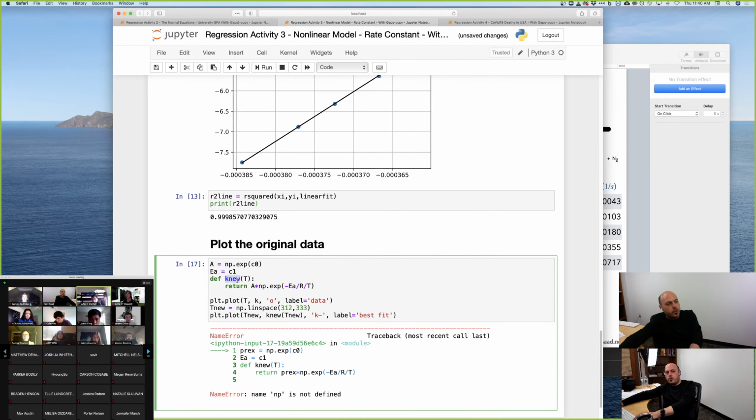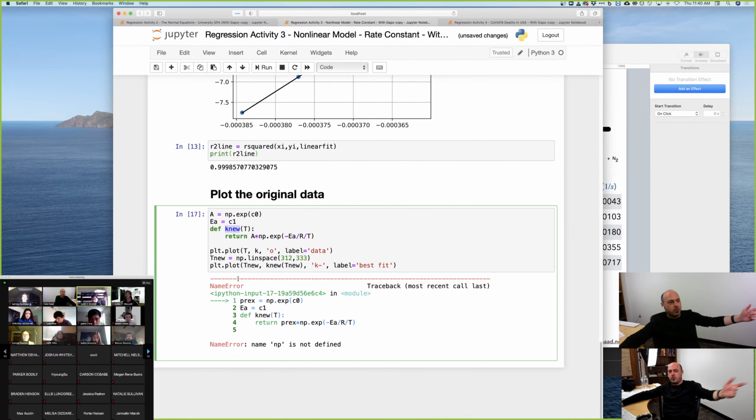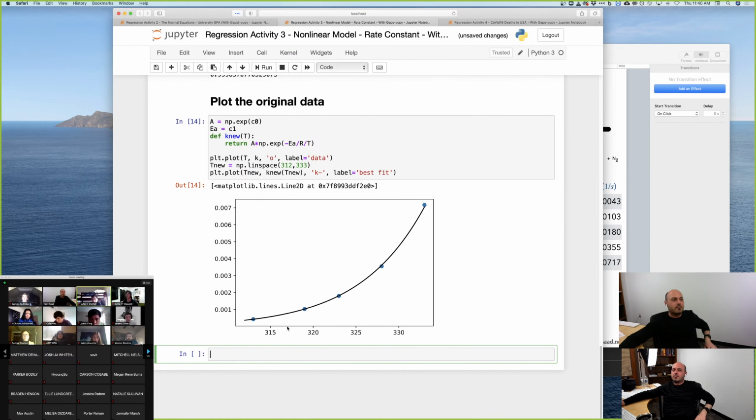And this is our new function that was obtained after we did the transformation. We did regression on the transformation, and then we put this back into the original form. And then we're going to plot it. And this is what you get. So this is an example of doing a nonlinear model, transforming it into a linear model, regressing the transformed model, and then going back.